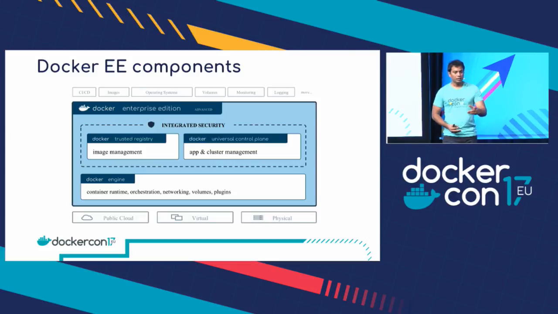Anyway, this is a high-level summary, but if you want more details, you can come by the booth and we can talk about it. The last piece is the universal control plane, which is the orchestration layer. Currently, it is based off Docker Swarm, but as you saw in the announcement yesterday, Kubernetes will also be added along with this.